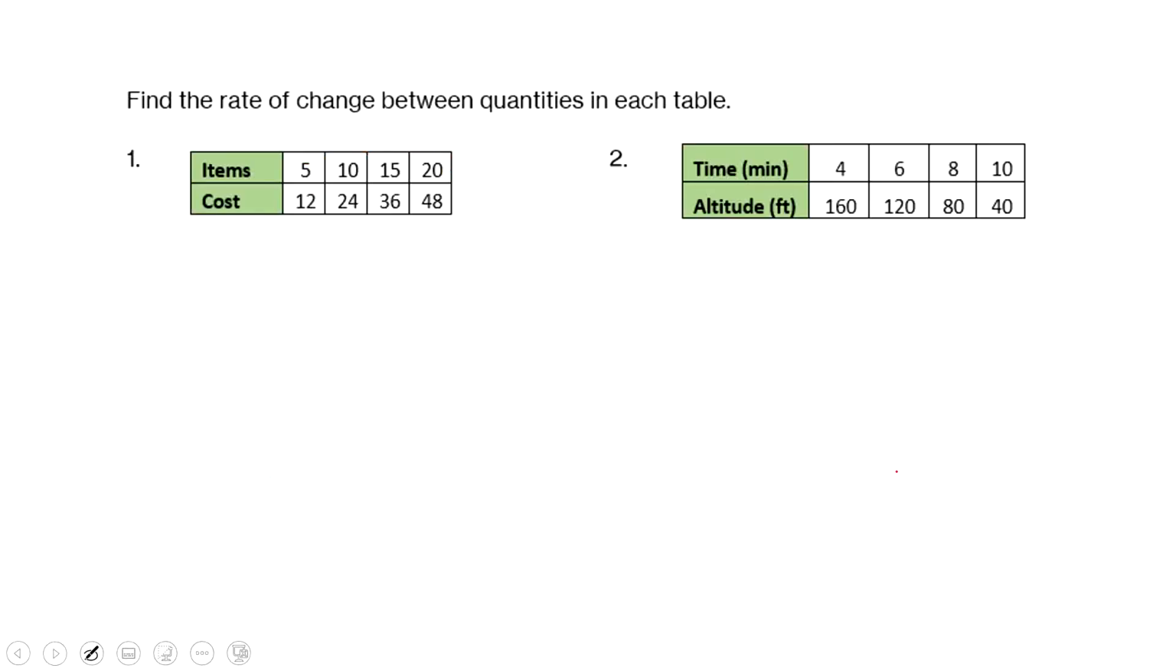All right, so 2 for you to try. Find the rate of change between the quantities in each table. Tell me, are they linear or not? And then come back and check your work.